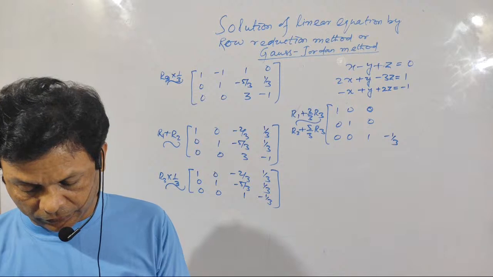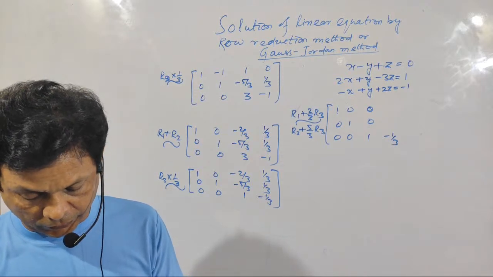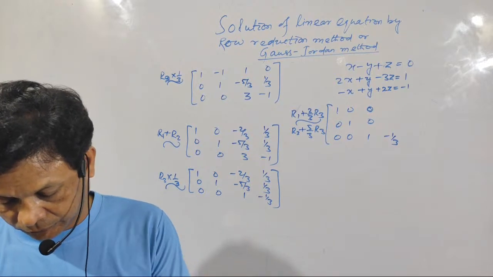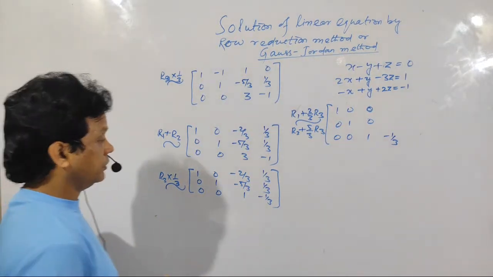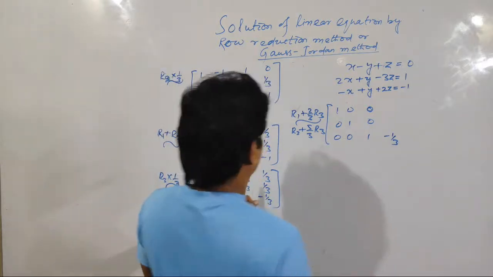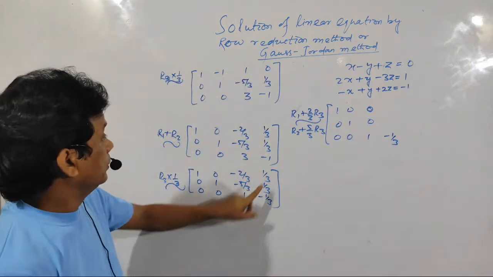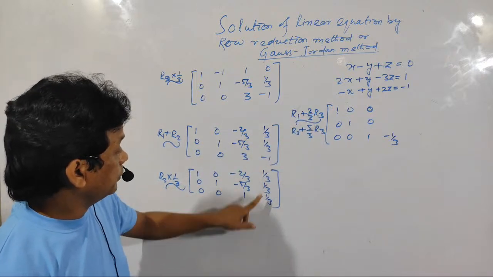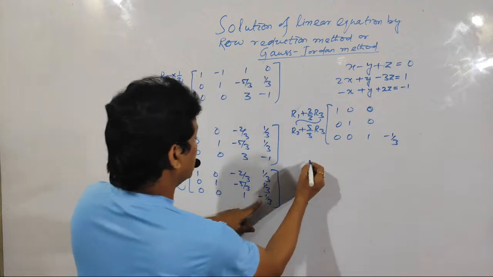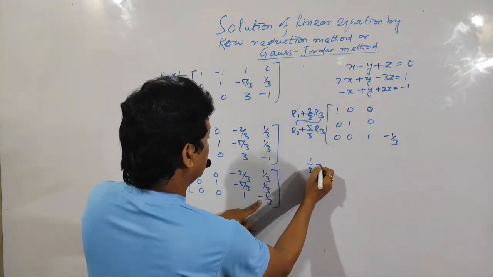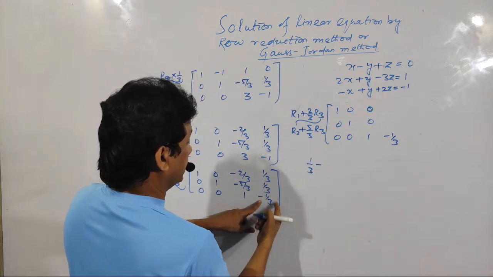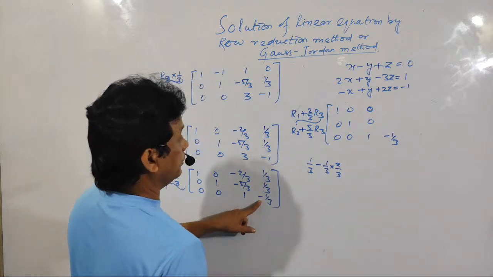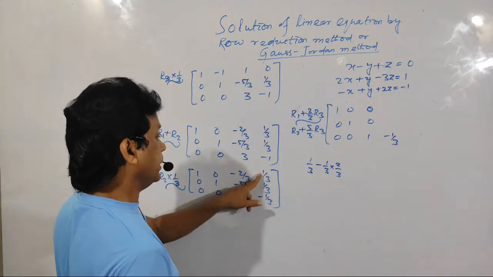I have written the correct question or not? Okay, the question is correct. See here. Now, R1 plus 2 by 3 times of R3. R1 plus 2 by 3 times. R3 is minus 1 by 3, plus 2 by 3 times. 1 by 3 into 2 by 3. So R3 should be added to R1.